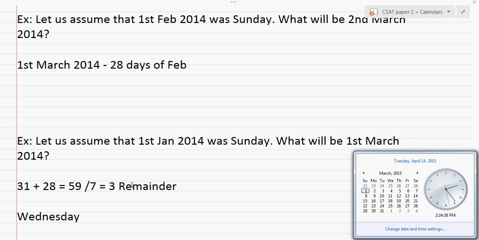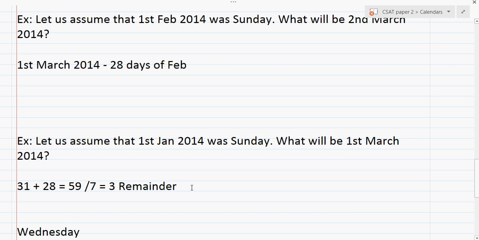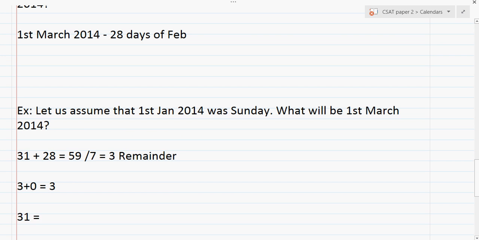We also know that we can directly add the remainders, right? So for the month of January, what would be the remainder? It would be 3. For the month of February, what would be the remainder? It would be 0. So overall remainder is 3, right? So you can easily find out what the remainder would be. So in general, for a complete month of 31 days, the remainder is 3, right?